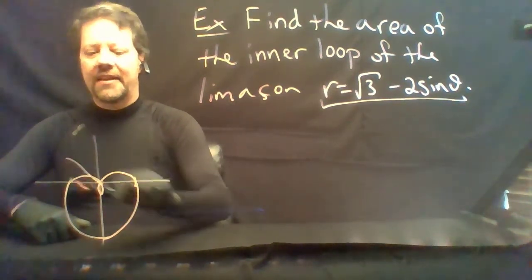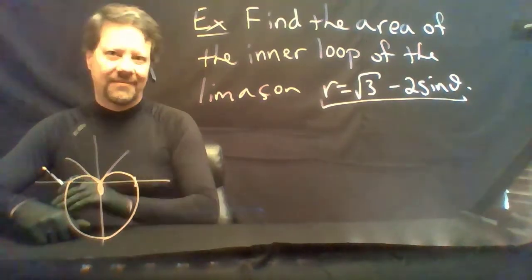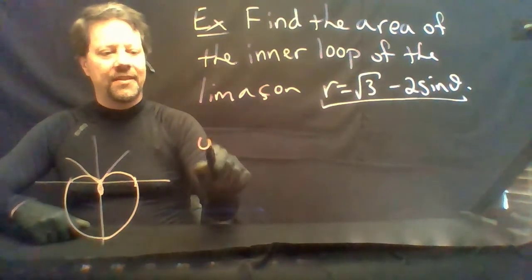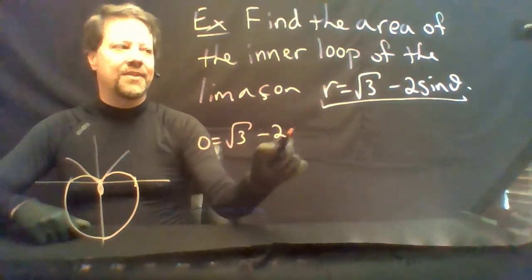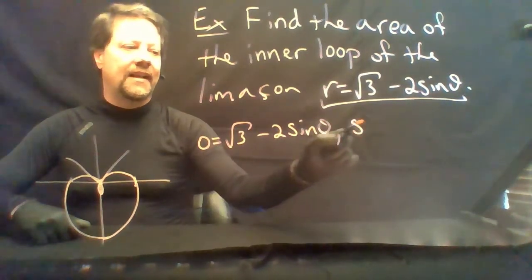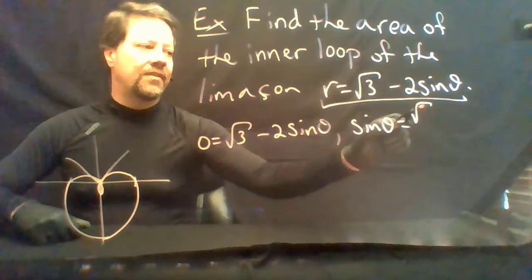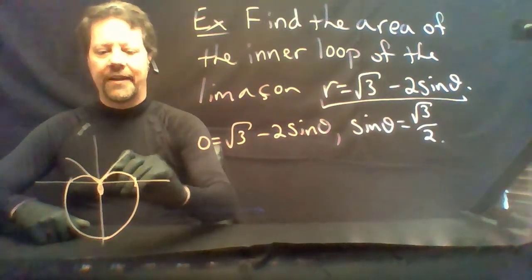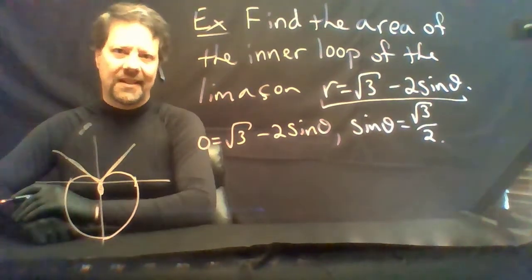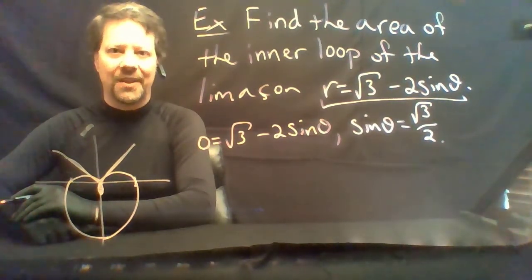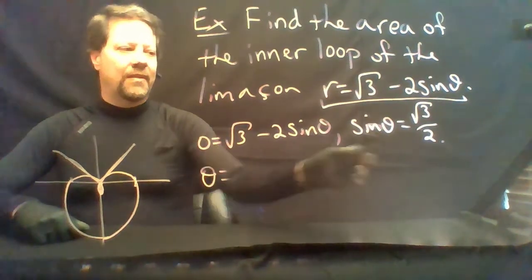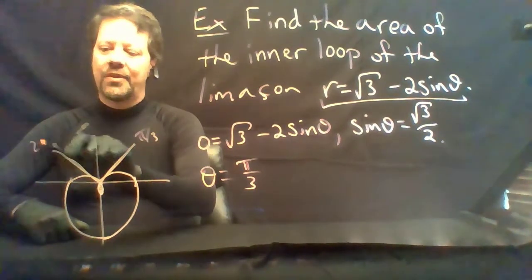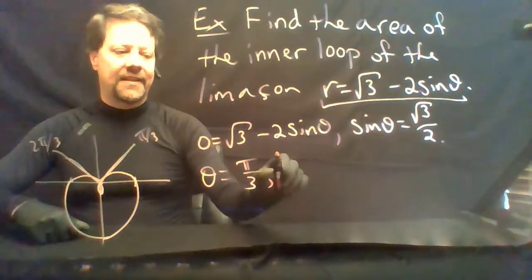I want to know the area of the inner loop. So we need to know where the curve crashes through the origin. We'll set 0 equal to root 3 minus 2 sine theta and get sine theta is root 3 over 2, a positive value. We expect there to be two positive values, one in the first quadrant, one in the second quadrant, and sine is positive in quadrants 1 and 2. The reference angle is pi over 3, so 2 pi over 3 will be the angle in the second quadrant.